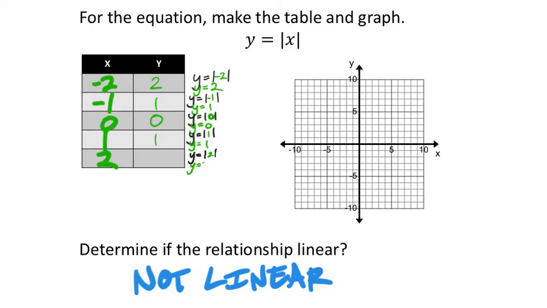How far away is 2 from 0? It's 2, okay? So I get this ordered pair of 2, 2. So these are all the ordered pairs in the table: negative 2, 2; negative 1, 1; 0, 0; 1, 1; 2, 2. And I can put these all on the graph.